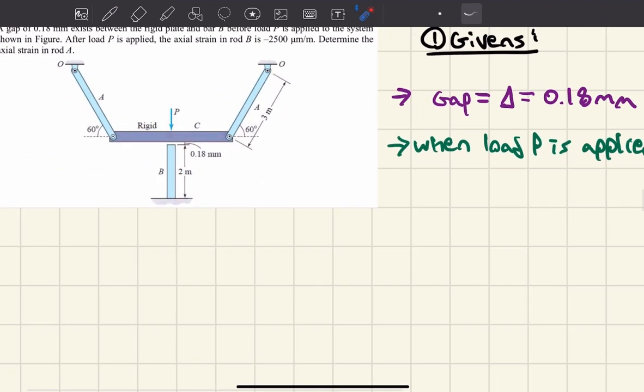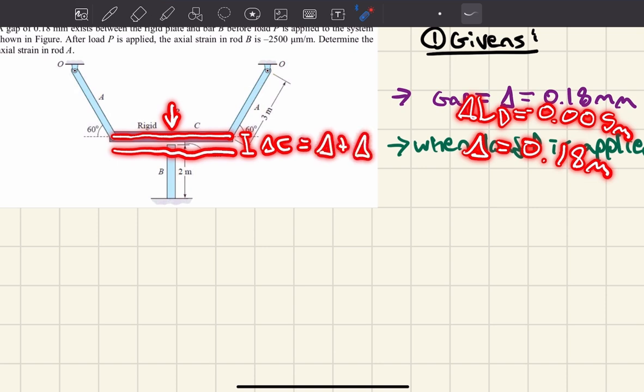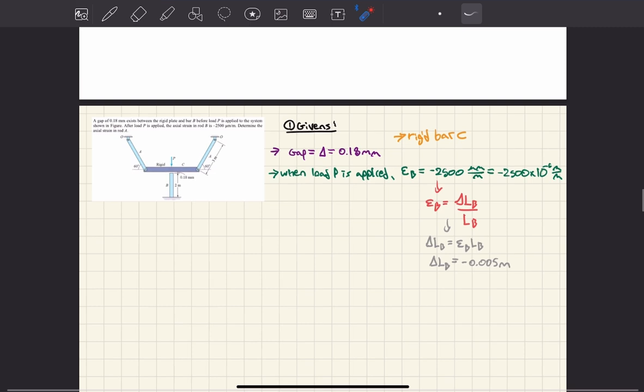Okay, we can go back to analyzing the diagram again. So what does this mean? Remember, delta L B is equal to negative 0.005 meters, and delta is equal to 0.18 millimeters. Again, a summary. When I apply this load P, this rigid bar C is going to sink down, and what is this displacement equal to? It is equal to the gap plus the change in length of B. Okay? So hopefully that is understood. Okay, perfect. So I think that's enough for givens. We move on to unknowns, and more specifically what we're trying to find.